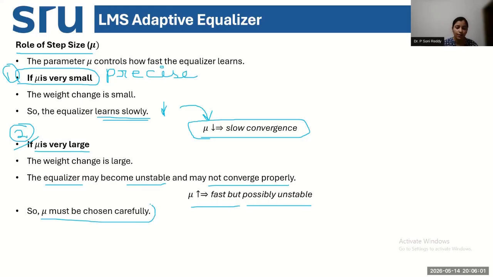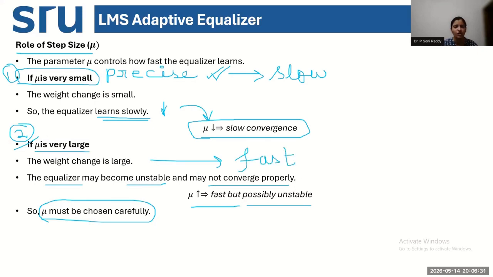So your step size should always be chosen very, very carefully. For precise or small errors, or a slowly changing channel, we should always use a very small value of the step size. If the channel is changing very slowly, you should use a very small value of step size. If the channel is changing fast, meaning there is a very fast change in the channel characteristics, then use a large value of step size so that you can also reduce the error fast.